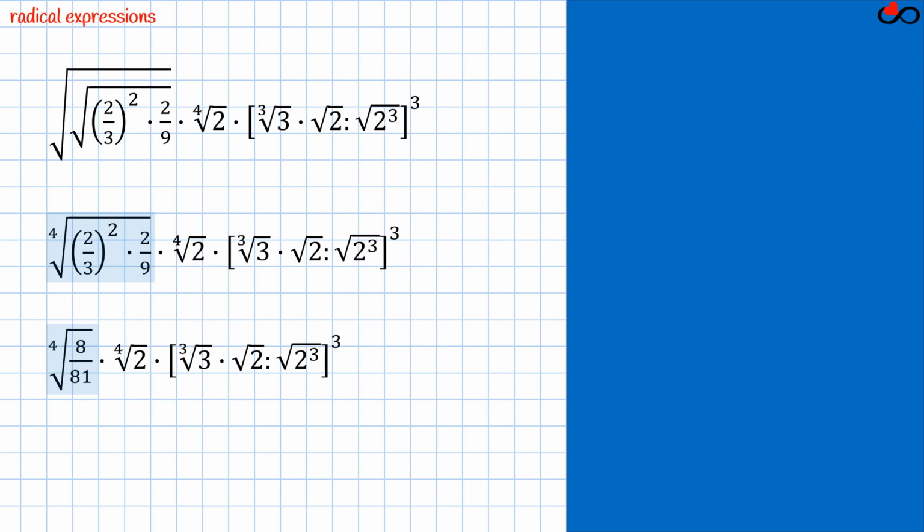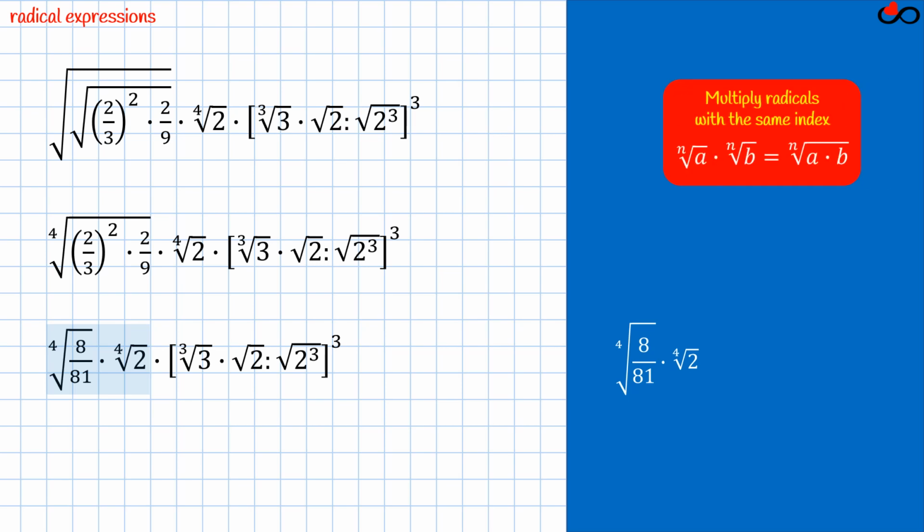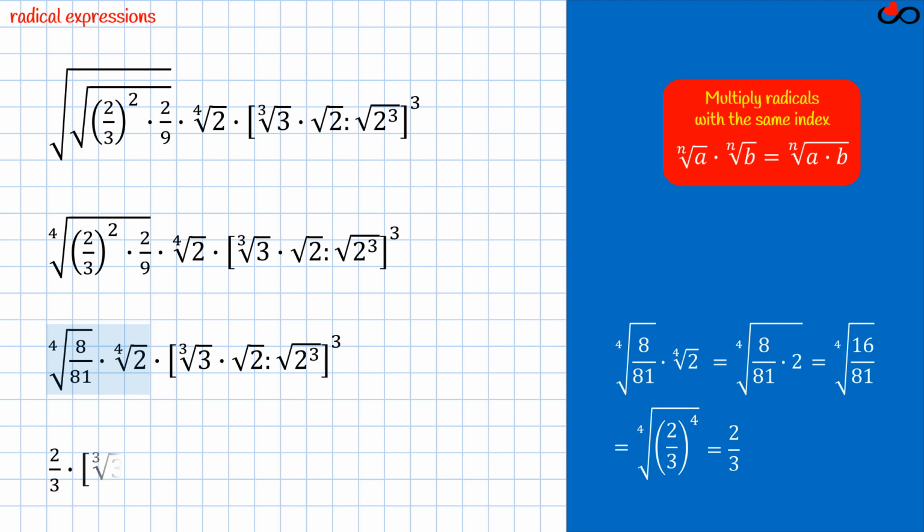Let's consider the product, the fourth root of 8/81 times the fourth root of 2. These radicals have the same index, then we combine them in a single radical applying the rule. We multiply the terms within the radical. We get the fourth root of 16/81. We notice that 16/81 is equal to (2/3) to the fourth power. Finally, the fourth root of (2/3) to the fourth power is equal to 2/3. We rewrite the main expression.